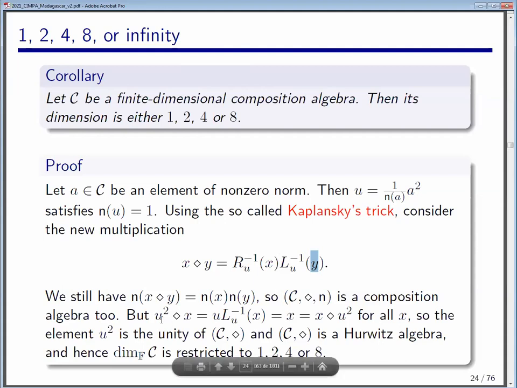So u squared diamond x equals x, and the same in the other direction. So, see, this means that the diamond multiplication is unital. And the unity of this diamond multiplication is u squared.